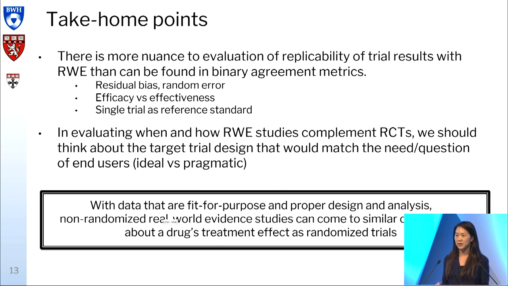So some take-home points are that there's often a lot more nuance to understanding the replicability of trials with database studies than you can find with these simple binary agreement metrics. There are many factors that lead to convergence as well as divergence, and sometimes you really have to dig deeply to understand what's going on. A second point is that when we're thinking about understanding when and how database studies can complement trials, we really need to think about what is the question that's being asked, what is the need of the end user? Are they looking for evidence under ideal conditions or clinical practice conditions?